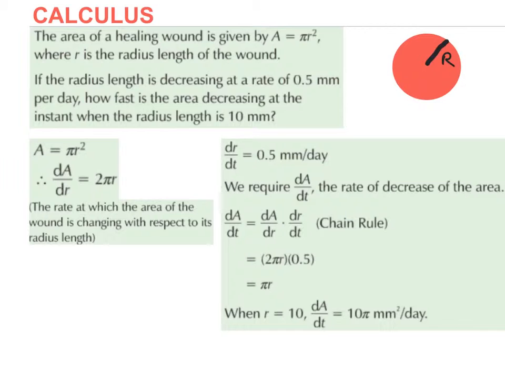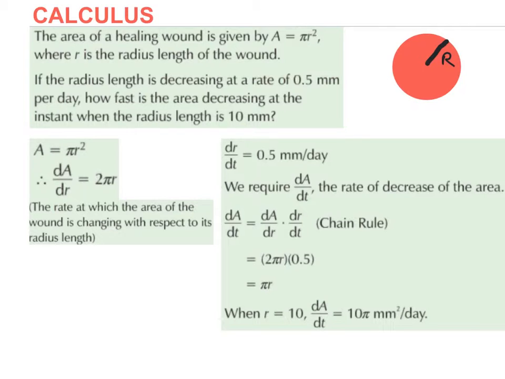So we're interested in finding how fast the area is decreasing at the instant when the radius length is 10 millimeters. So what we're going to do is start off with A equals pi r squared, and we're going to differentiate A with respect to r. We're going to find dA/dr, the derivative of A with respect to r.